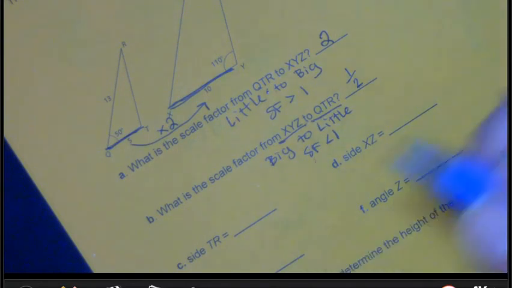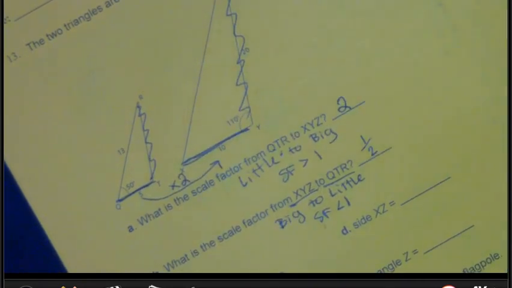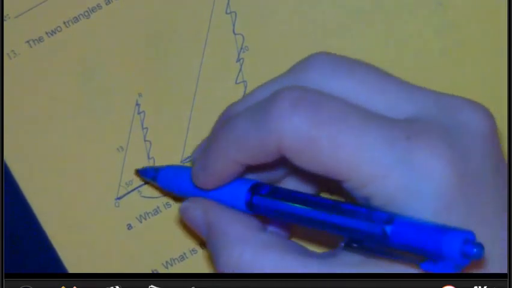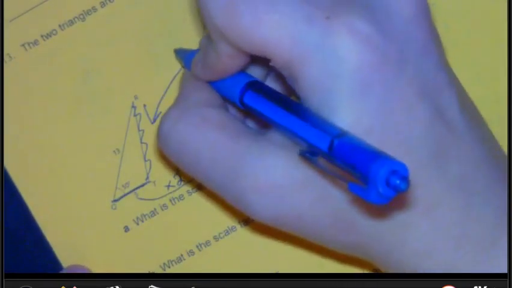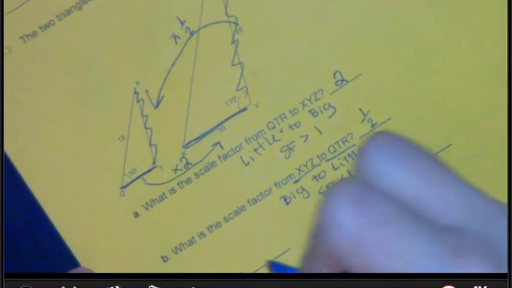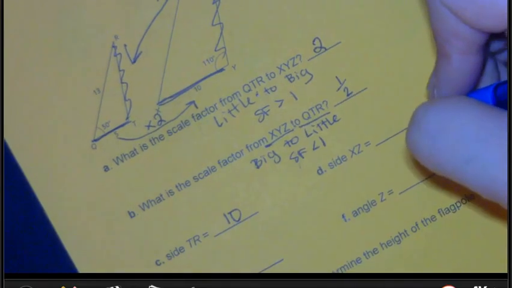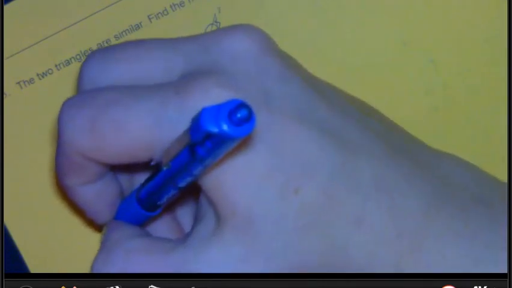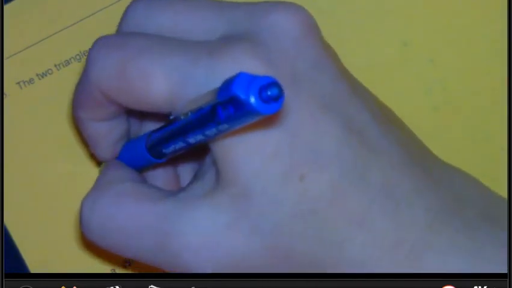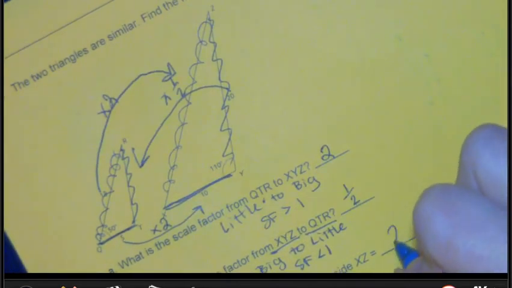All right, so let's find the missing sides here. I want to find the missing side of TR. Well, TR is corresponding to YZ. So if going in this direction is times 2, then going from 20 to the missing side is going to be times 1/2. Well, 20 times 1/2 is going to get me 10. I need to find the missing side X to Z. Well, X to Z corresponds to QR. Well, if I'm going from little to big, I need to do times 2. Well, 13 times 2 is 26.